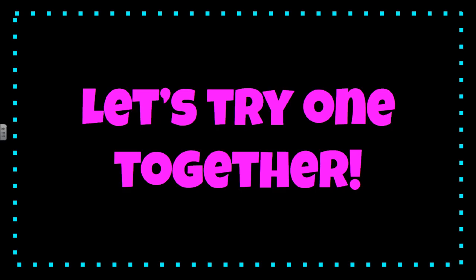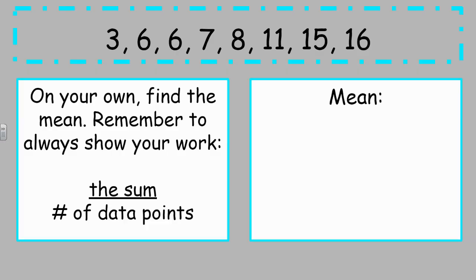Okay, so we're going to try our first one together. Here are your numbers: 3, 6, 6, 7, 8, 11, 15, and 16. So we're going to go through each step. The first step is finding the mean. You can work through this on your own and then push play and I'll reveal the answers, or you can just follow along with me on this one since it's your first time. Remember to always show your work.